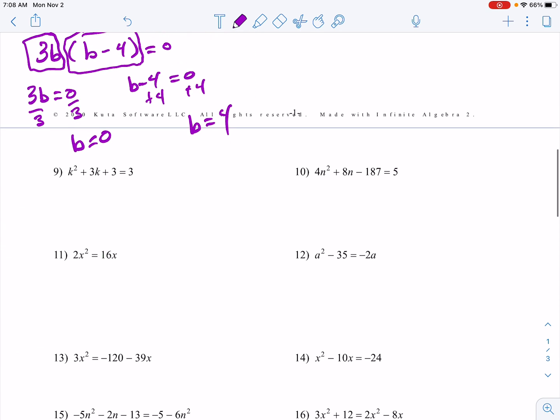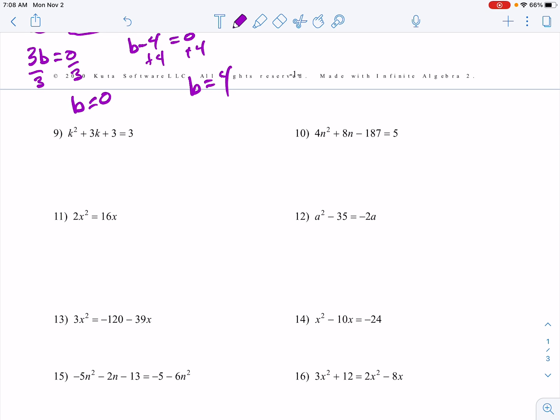Let's try another one. Let's try number 10. So first thing I'm going to do is take away 5. That gives me 4n squared plus 8n minus 192. So we set it equal to 0. Now we factor. Still looking for a GCF. I'm going to divide out the 4. N squared plus 2n. Let's see, what's 192 divided by 4? 192 divided by 4 is 48.